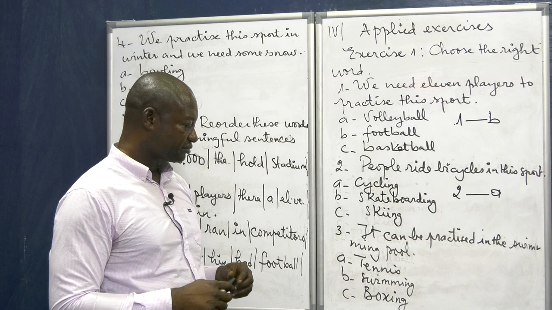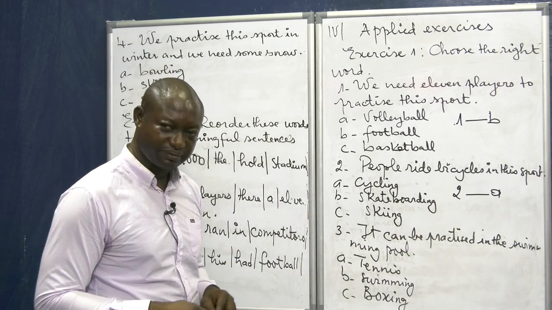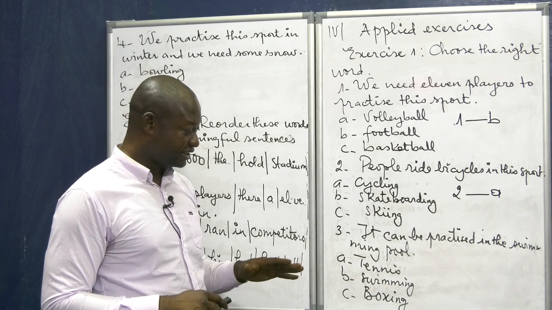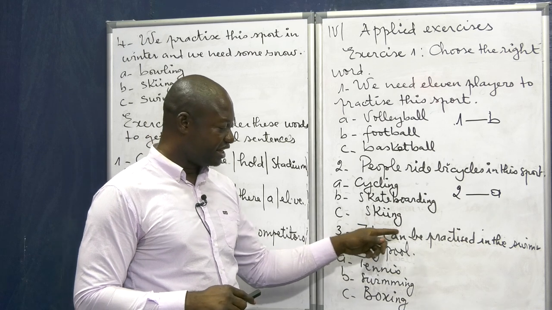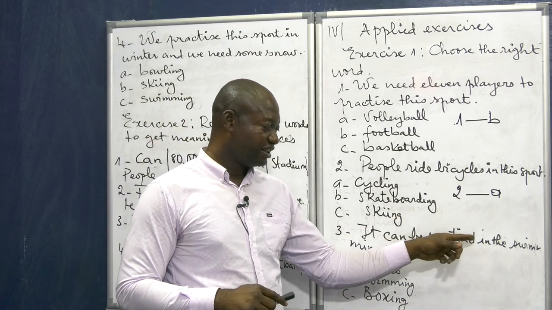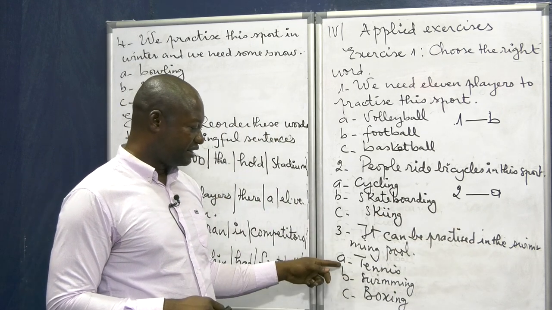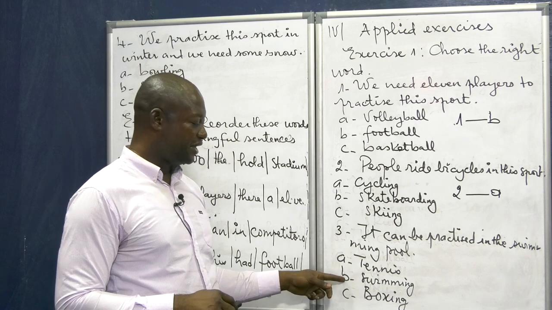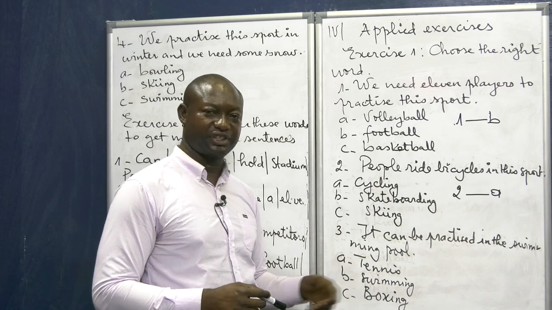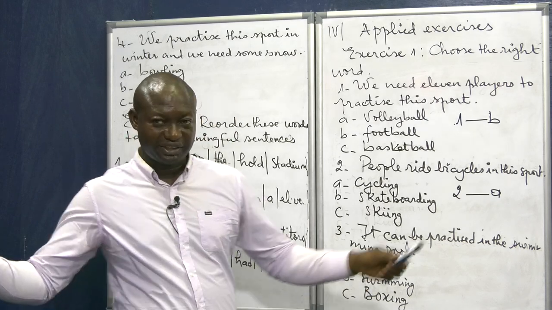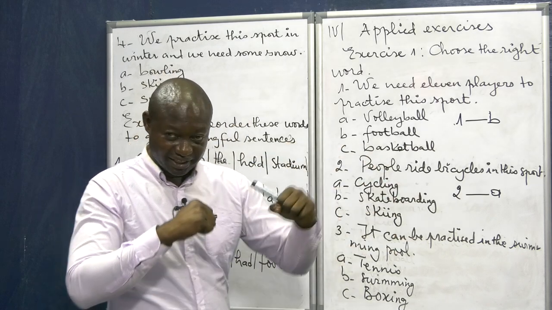Number three, it can be practiced in the swimming pool. The first sentence is very important. It can be practiced in the swimming pool. A, tennis, B, swimming, and the last letter is C, boxing. Okay, tennis, swimming, and boxing.